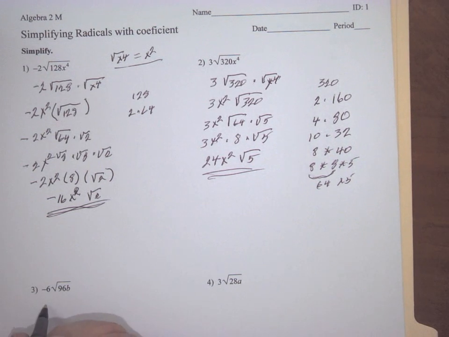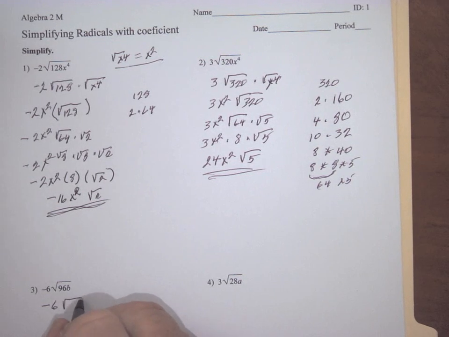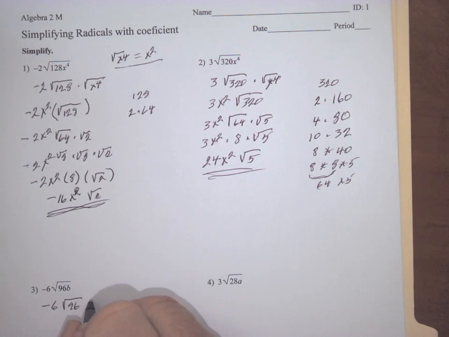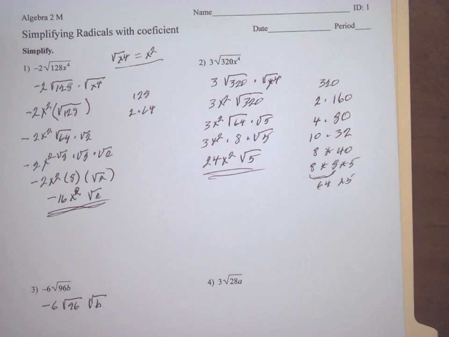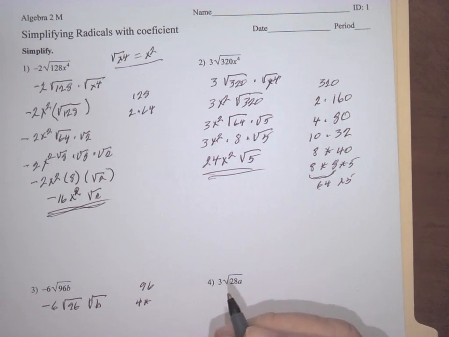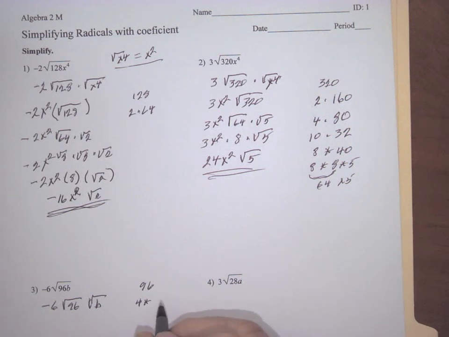Here we can rewrite this as -6 times the square root of 96 times the square root of b. Well, the square root of b is just going to stay there because we can't take the square root of a b. So let's look for factors of 96 that make sense. 4 would be the first one. So 96 can equal 4 times 24. No help there.